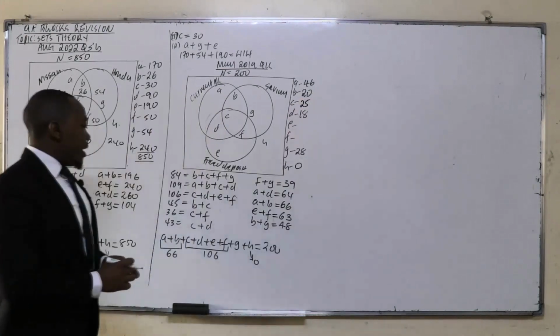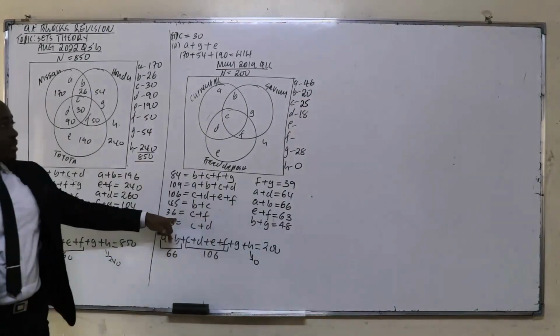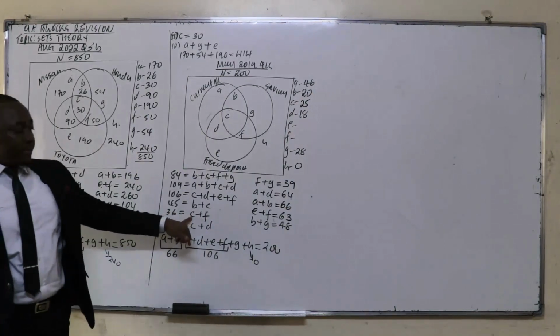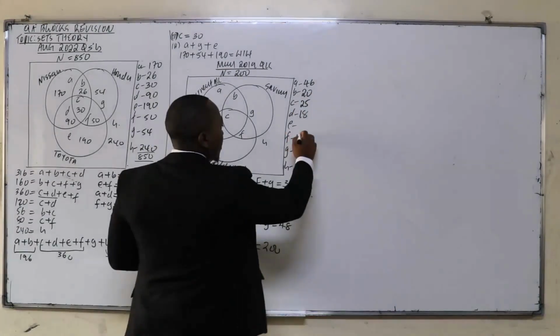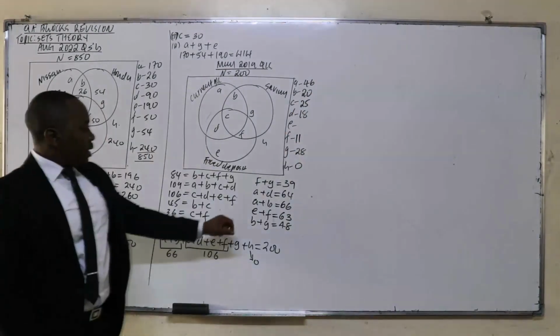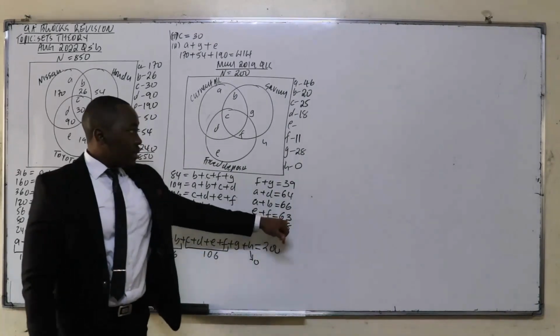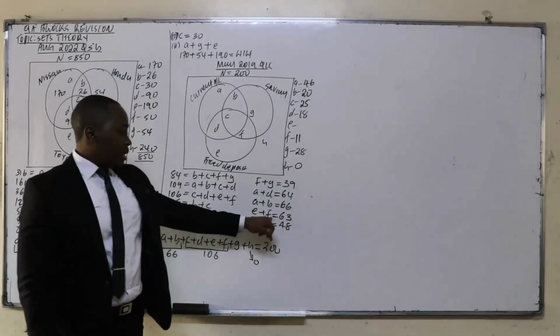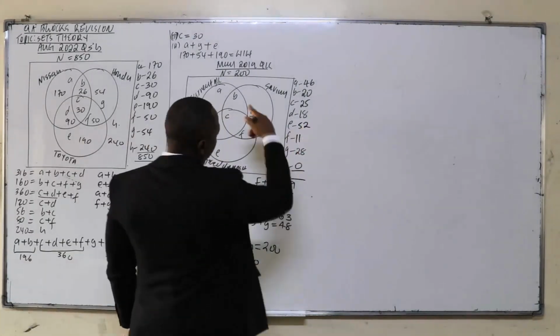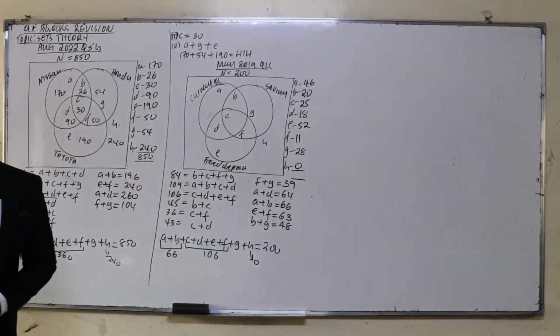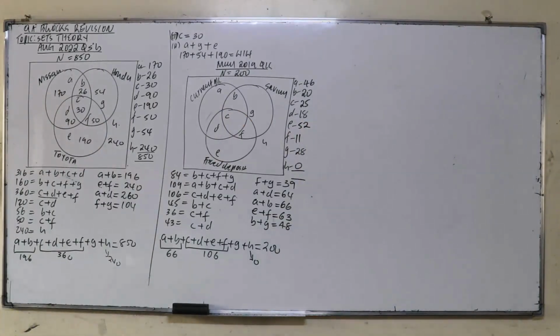So you're remaining with E and F. CF is 36. C is 25. That means F will be? F is 11. Now we are remaining with E. EF is 63. F is 11. So that means E is 52. Now, can you add the total? Will it give you 200? Get 200. Good.